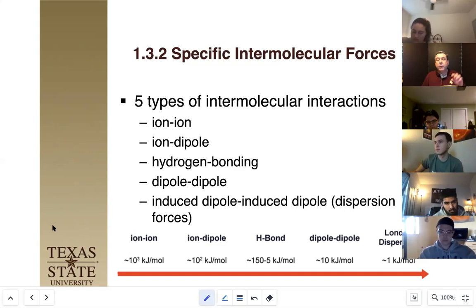Now, if you have something like an ion, like a sodium ion, dissolved in a polar solvent, that's the next strongest intermolecular interaction, and that's what we call an ion-dipole.